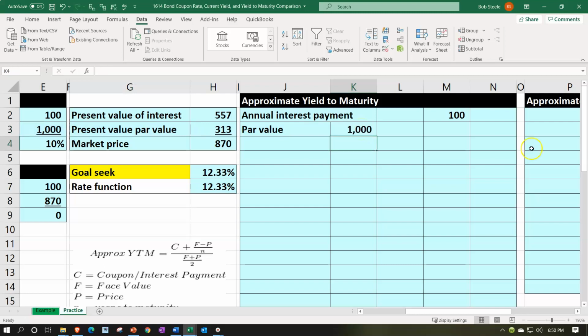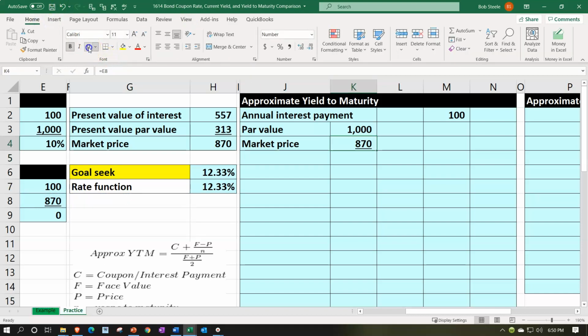P is going to be the market price. So I'll pick up the market price. And that's going to be equal to the 870, which I'll just pick up right there. Underline that by going to the Home tab, Font Group, Underline. And that's going to give us a subtotal. I'll just put that on the outside. The 1,000 minus the 870.